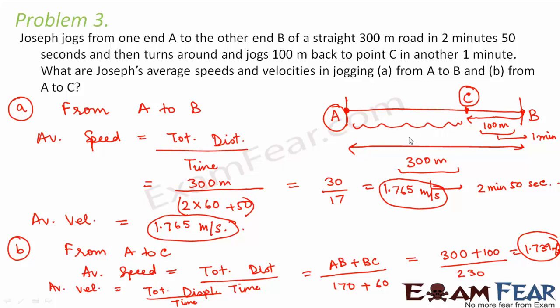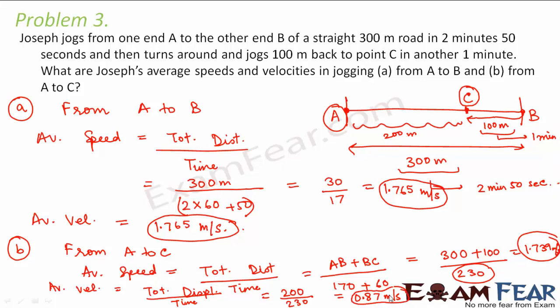And how much is this distance? This will be 300 minus 100, that is 200 meters. So the displacement will be 200 meters divided by time taken. Time taken will be the total time taken. That means this 230 seconds, that is the time taken to reach from A to B and B to C. So that is 230. So this comes out to be 0.87 meter per second. So this would be the average velocity.